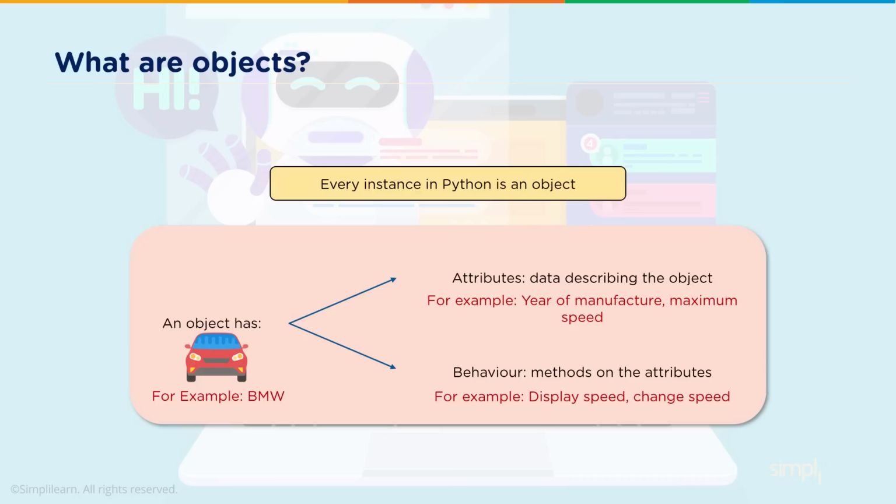So for an example, you have year, manufacturer, maximum speed. Those are all attributes of your BMW. And for behavior, you might display the speed, because the speed's always changing. So there you go. Those are all behavior. As you accelerate, the amount of gas going into the engine changes. As you push on the brake, pushing on the brake is a behavior and it's changing the speed of the car.